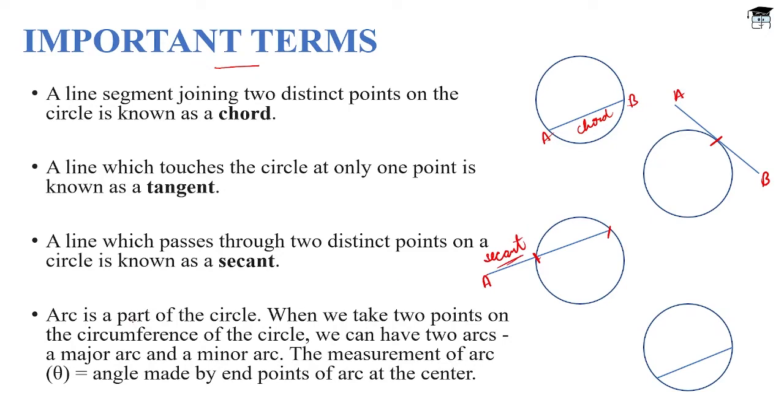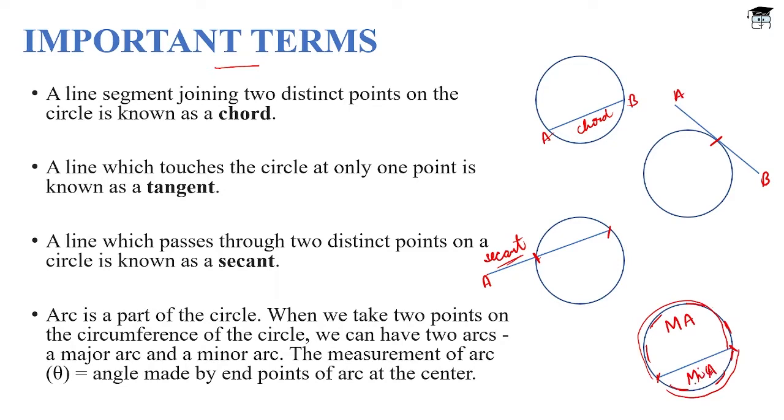Fourth, an arc is a part of the circle. So this whole circumference, or a part of this circumference, is an arc. When we take two points on the circumference of the circle, we can have two arcs. One is this one and the other is this one. So one is the major arc and the other is the minor arc.